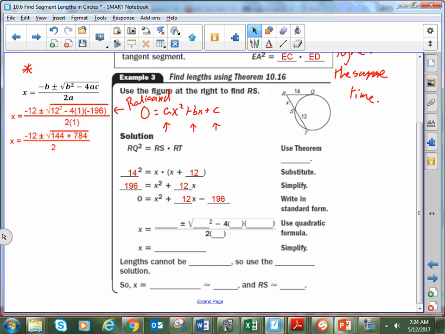Moving on, simplifying now, we have like terms underneath the radical. We're going to combine those, and we're going to get 928.